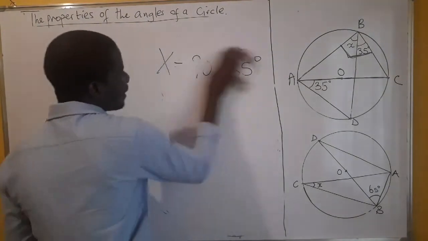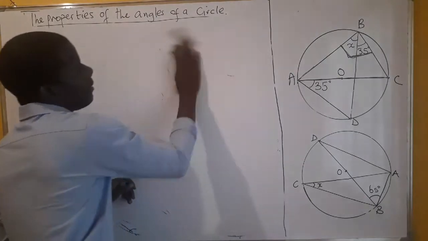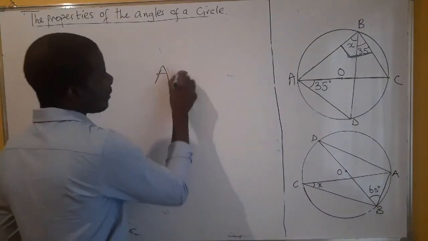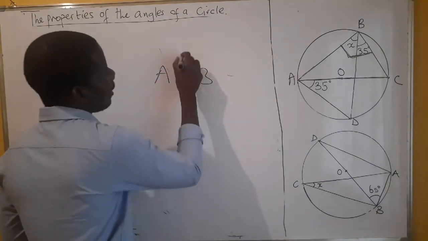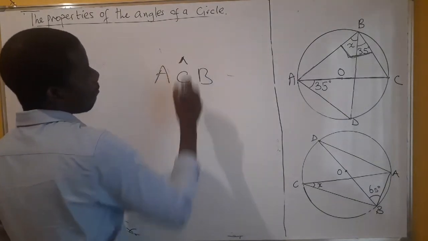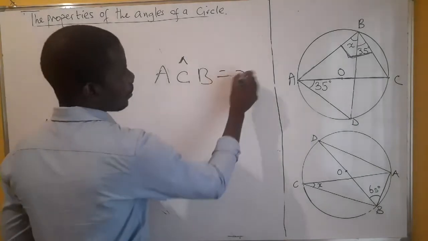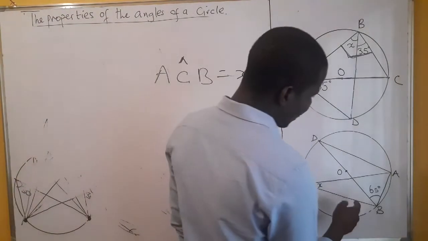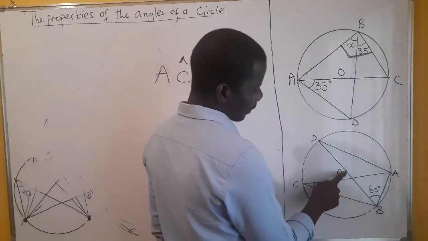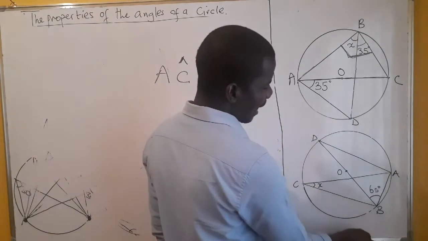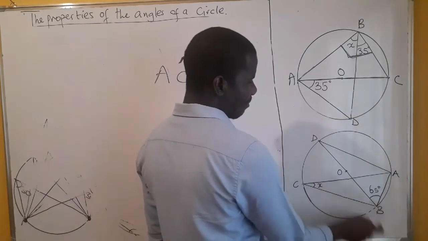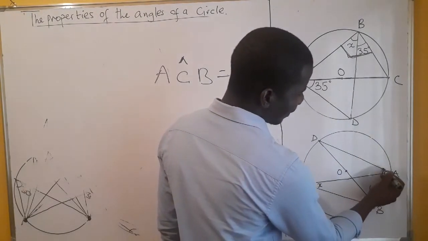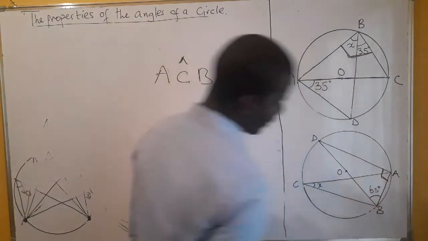We need to find this angle that is labeled X here. We want to find the angle ACB, which is equal to X. What is this angle? Now, when you look at this one, this is a diameter. So meaning, if this is a diameter, do we have an angle in the semicircle? Yes. It means this angle here is 90 degrees.